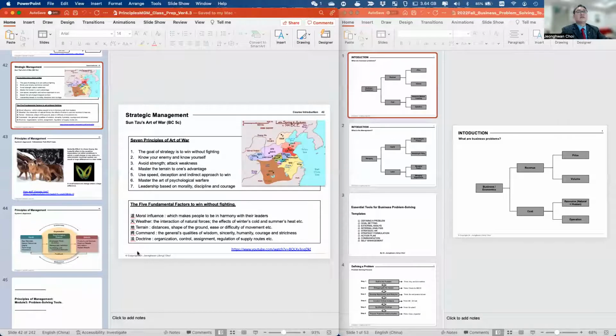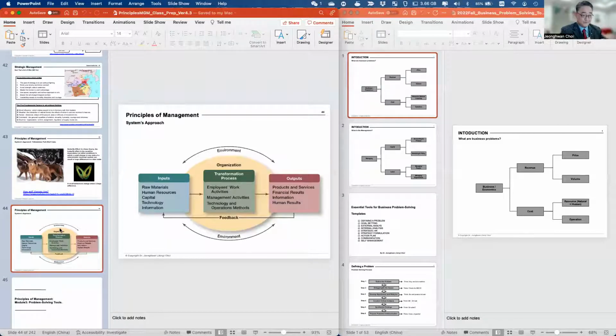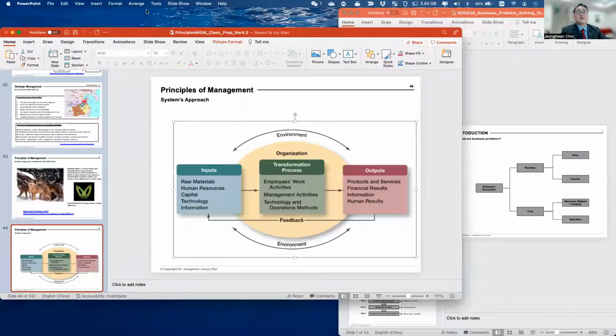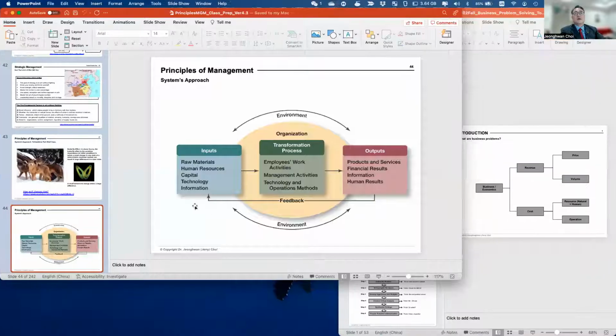Good. So that is that. And we talk a little about the system. We manage people by using the system. What is a system? A system must have an input. Maybe you can see this. Can you see that? Okay.